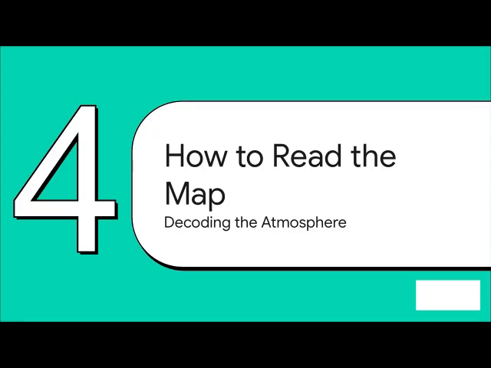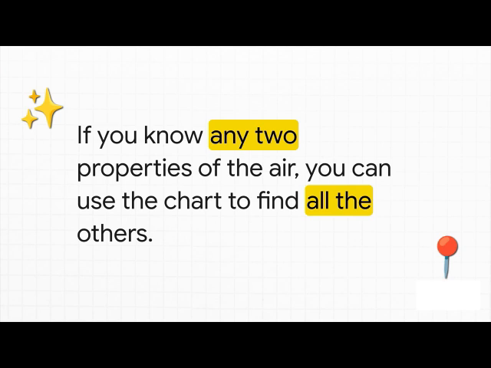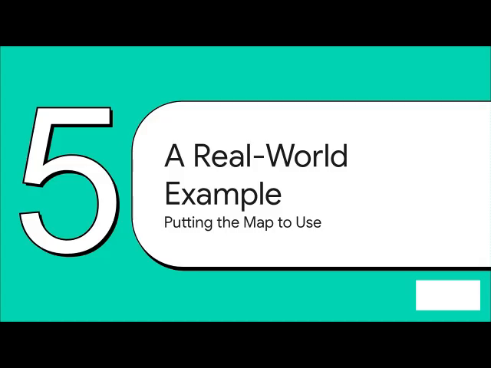So how in the world do we use this thing? Well, this is where the magic happens. It works like a secret decoder ring for the atmosphere. So get this. The whole point of the chart is that if you know just two things about the air, say its temperature and its humidity, you can find that exact spot on the map. And from that single point, you can instantly read every other property. It's all there. Okay, enough with the theory. Let's put this map to the test. We're going to walk through a real-world example and see this thing in action.